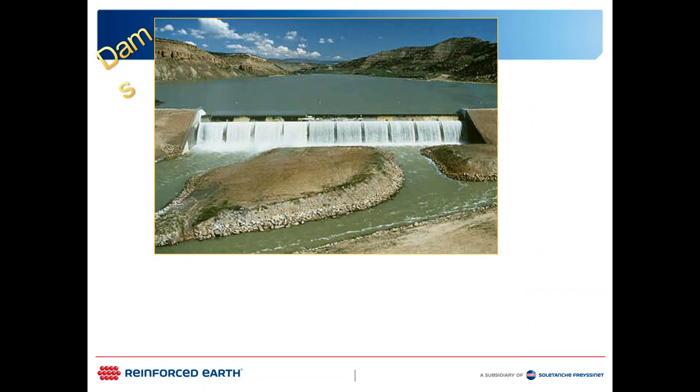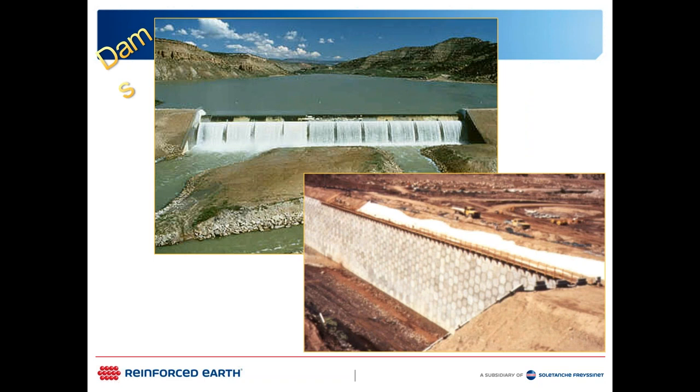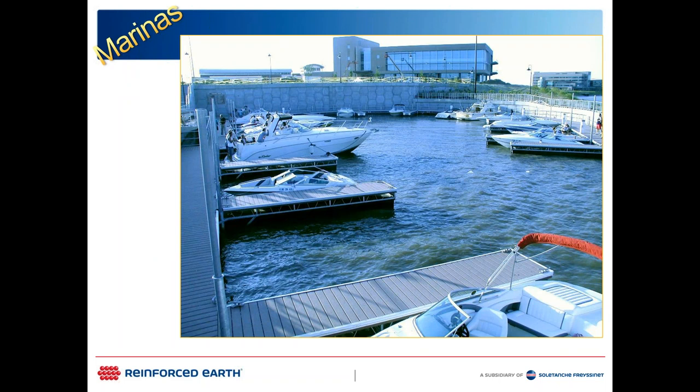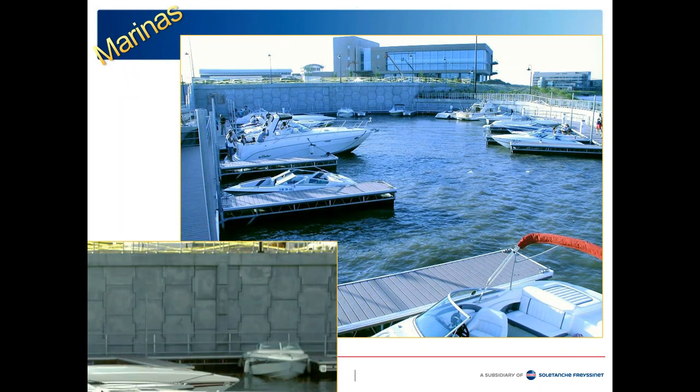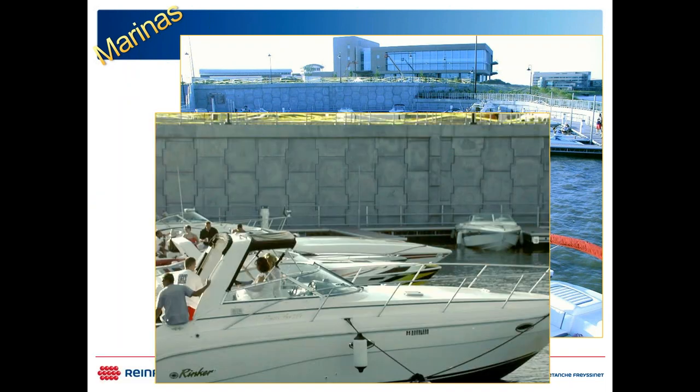Another application will be for spillway for dams. As you could see here, the MSE structure can be used very well for those kind of application, significantly saving cost for the project. It has been used for marinas and for docking facilities, providing a lot more economical structure than a cast in place or a sheet pile wall.